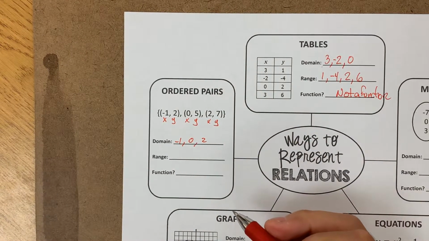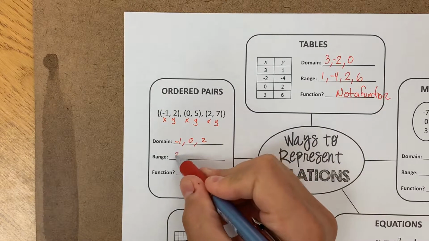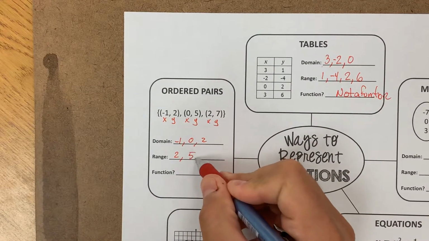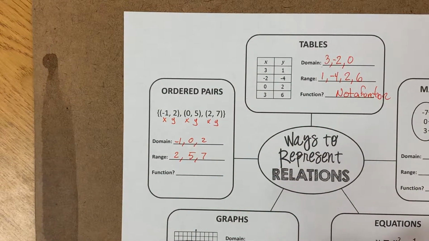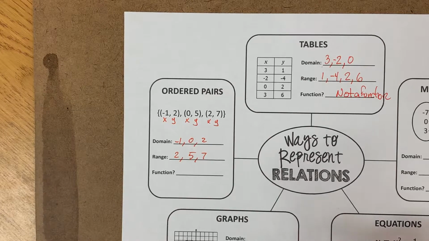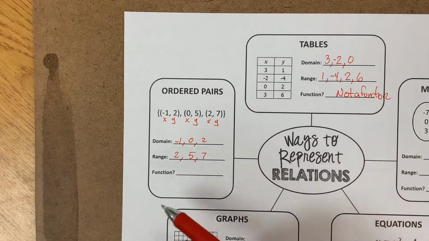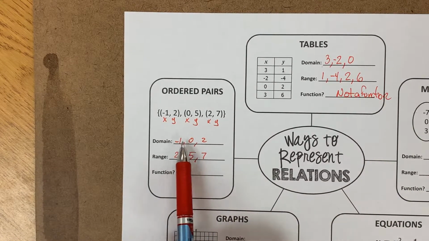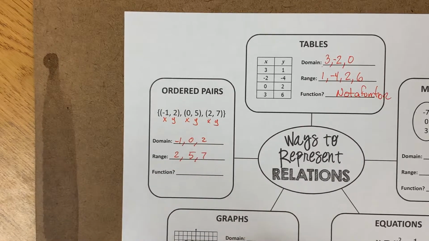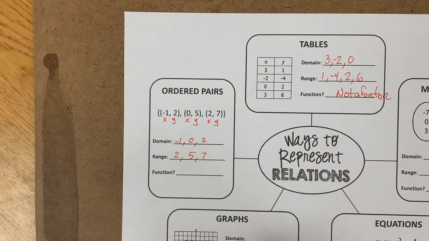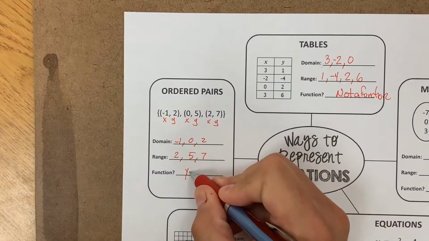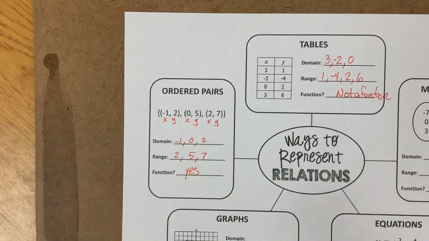And range is our y value. So here we got a 2, a 5, and 7. None of them repeated inside of our range, and none of them repeated inside our domain, so we have 3 items in each. Is this a function? Well, like I said before, if there's an x value that repeats, then we have to check to see if the y value is the same in both. But since none of the x is repeated, this is automatically a function.